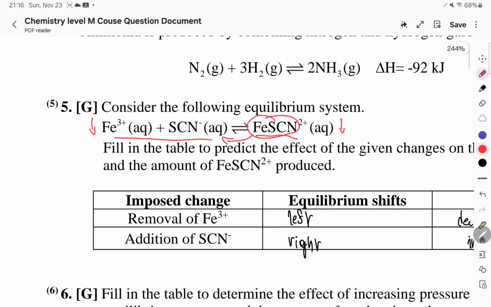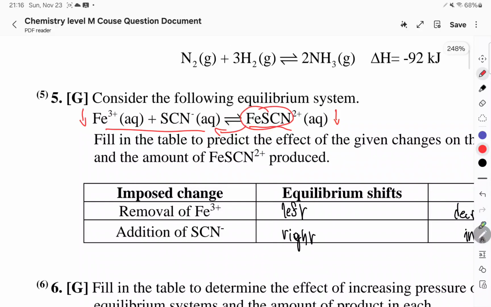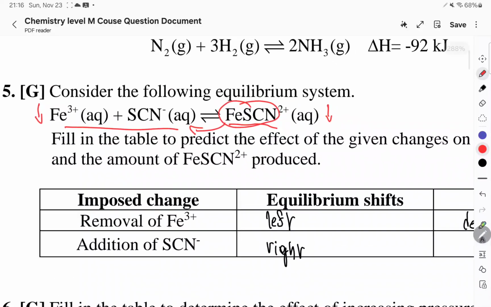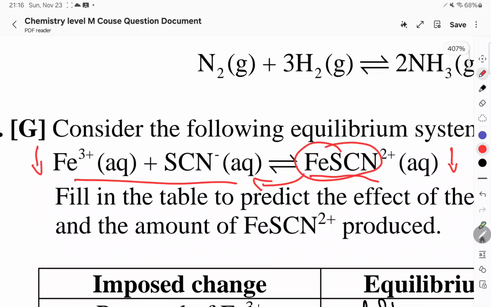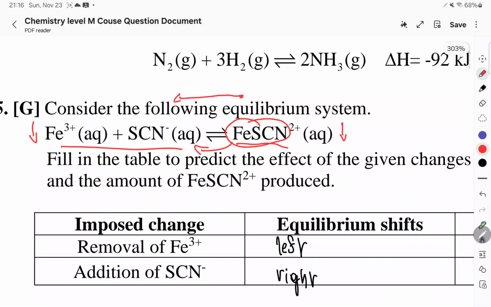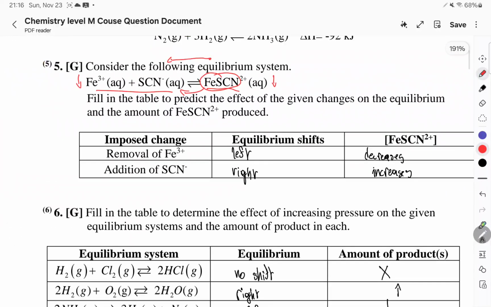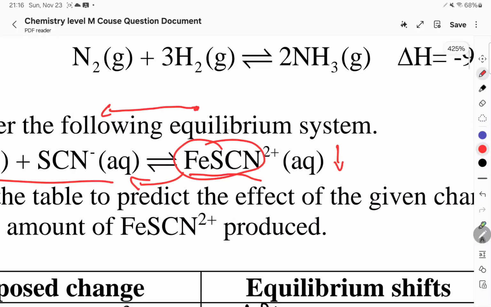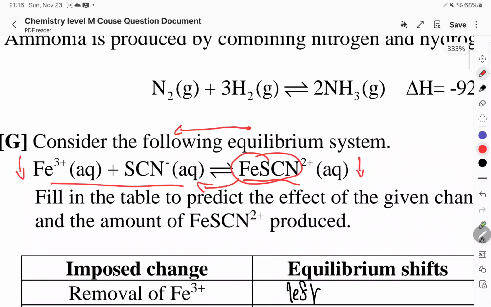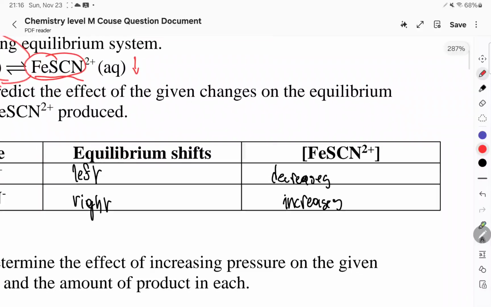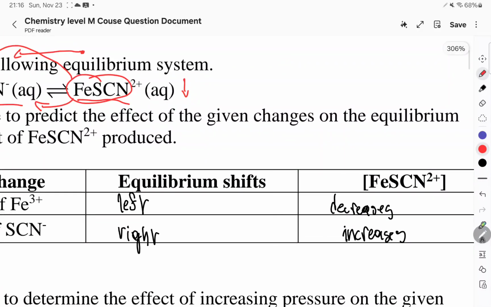So what happens? With the removal of Fe3+, the equilibrium tries to restore it by shifting from right to left, or from product to reactants. So it shifts to the left, and when it shifts to the left, it takes the concentration of the product. So think of it as just taking away or decreasing the concentration of the product, which is this. So it decreases and shifts to the left.